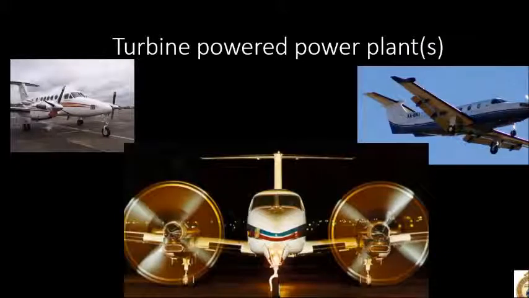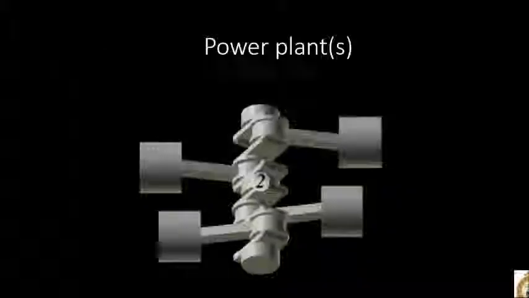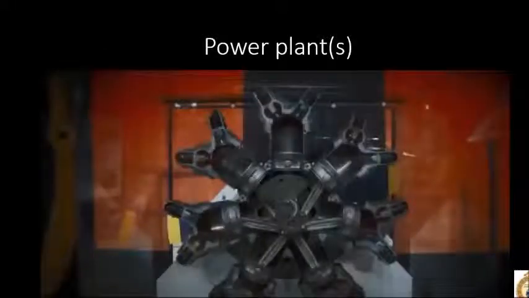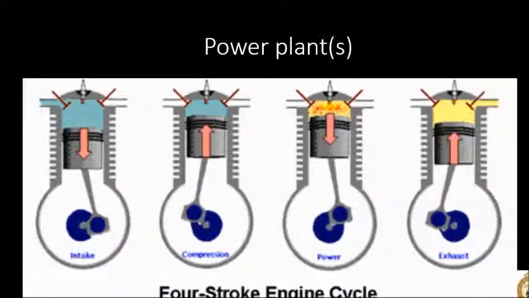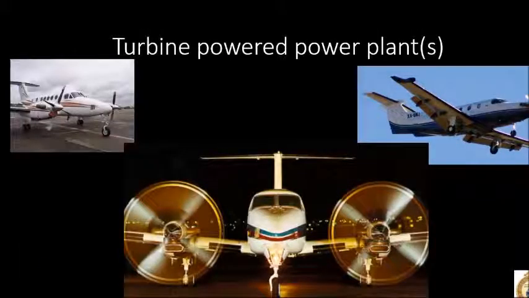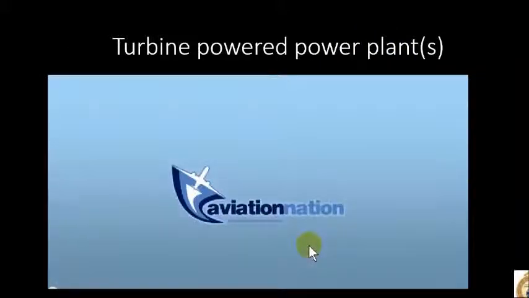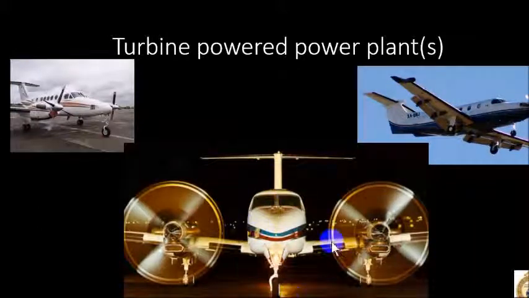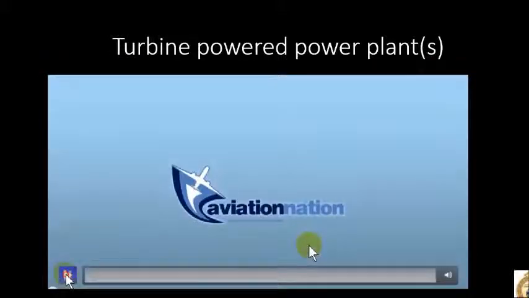Here we have turbine powered aircraft. Unlike pistons rotating the propeller, now we have a situation where turbines actually rotate the propeller, and thus turbine power plants. This particular aircraft is called the King Air. I've flown in this airplane, and it's turbine powered. The PT6 engine is the engine you're about to see in action. And here's a video.